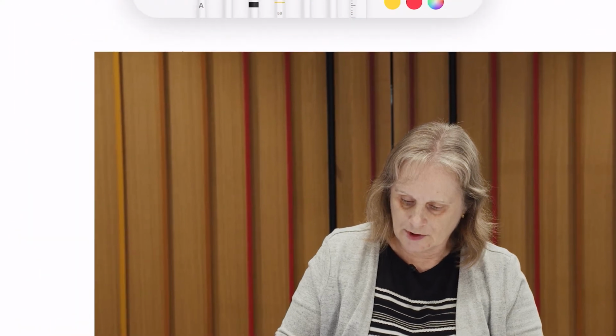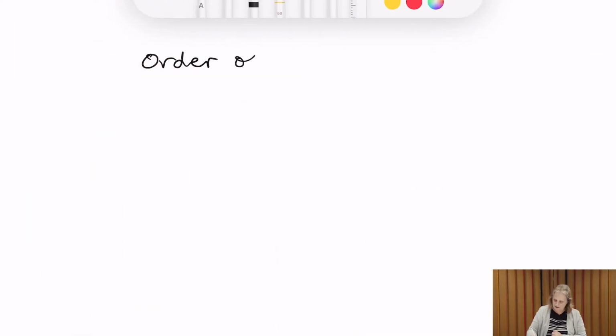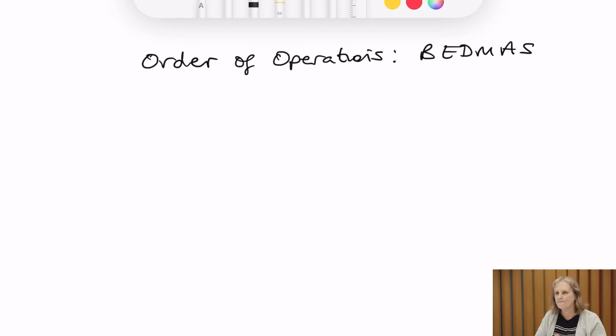So today we're going to look at order of operations, BEDMAS. And we're going to do some examples to see how that works. It's often called order of operations, but what we mean by that is our acronym BEDMAS. This helps us to work out the value of a mathematical expression manually. So we're going to use these rules to do that.